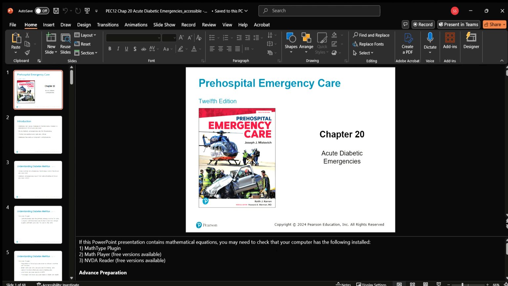So, talking about acute diabetic emergencies, we're going to hit the highlights, and anything that is not covered in this, I'm going to make sure that we go back and make sure that we understand it, because your national registry is very, very, very likely to have a pretty significant section on diabetes and diabetic emergencies.